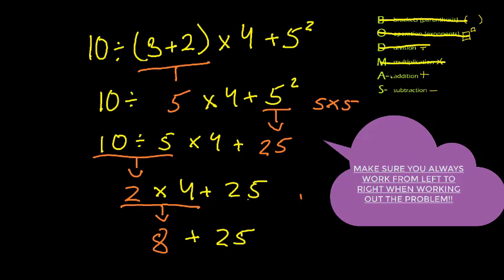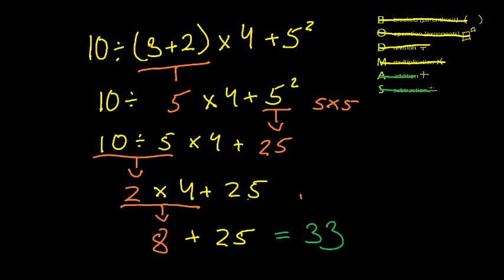Now we do addition. So 8 plus 25 would equal 33. And we don't have a subtraction to do, so we're done. And if you recall from the PEMDAS part, we also got 33. And 33 obviously equals 33. So even if you use PEMDAS or if you use BODMAS, you still get the same answer. It's just which one you're comfortable with.